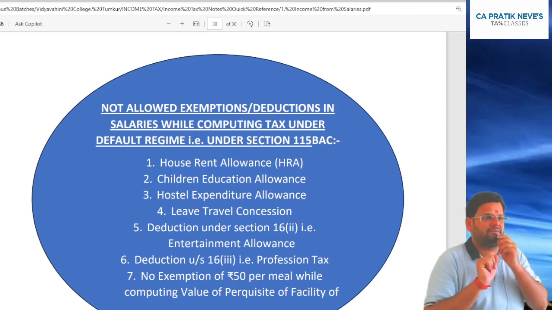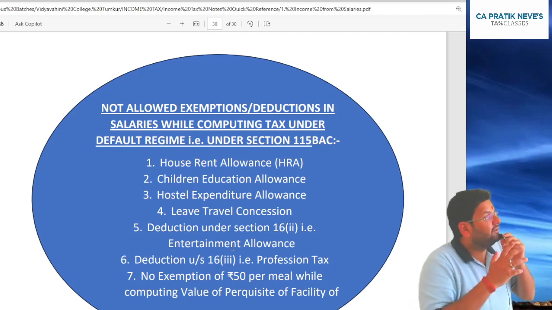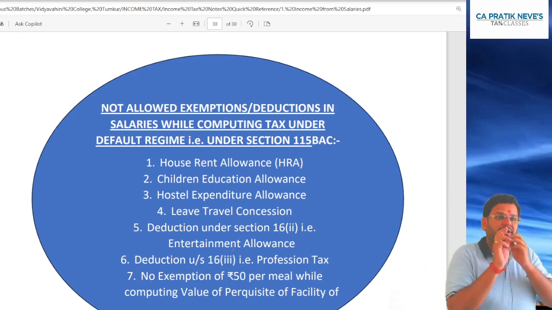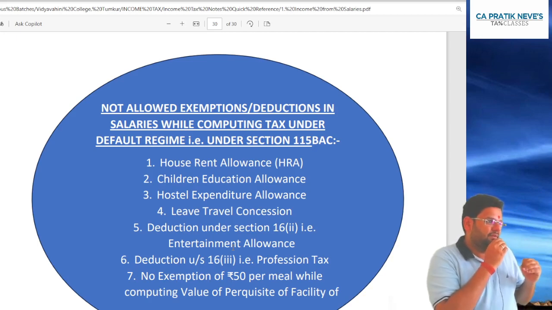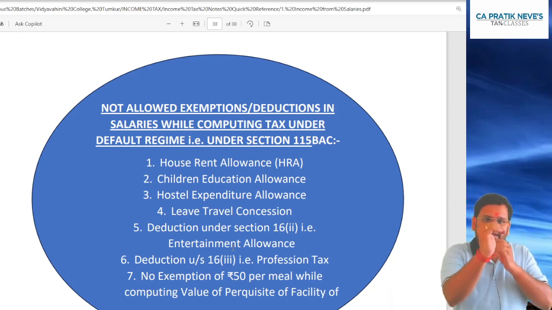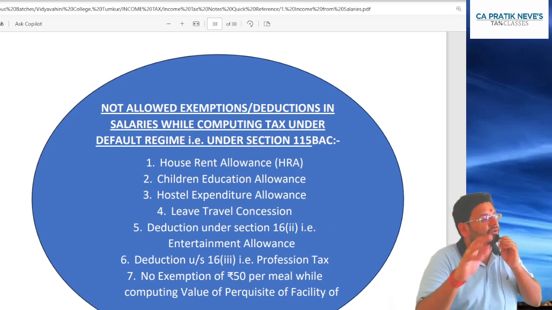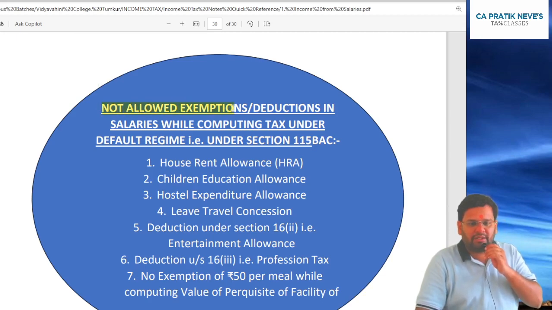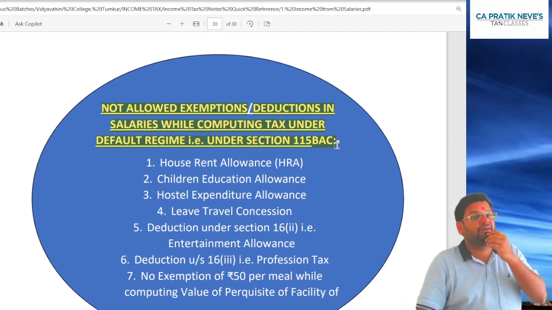You know now there are two regimes of paying tax. One is your default. Default is strict in not allowing you some exemptions and deductions, because default is offering you low rates of tax. So default will say less exemptions and less deductions. So not allowed exemptions and deductions in salaries while computing tax under default regime, that is 115 BAC.